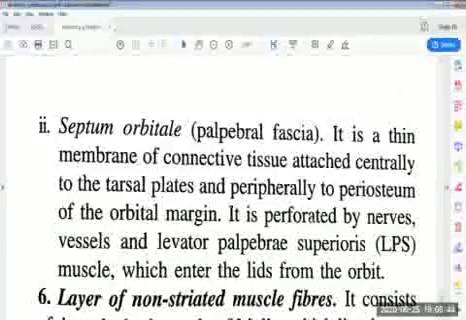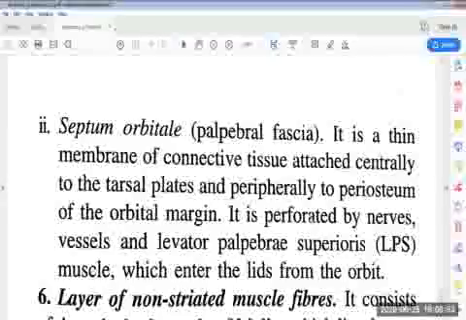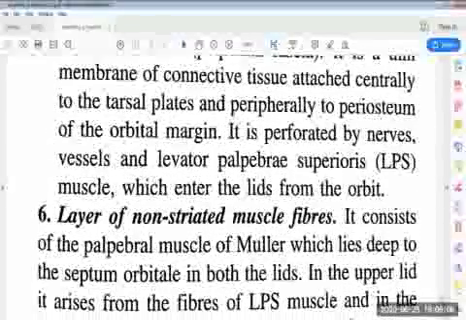It is a thin membrane of connective tissue attached centrally to the tarsal plates and peripherally to the periosteum of the orbital margin. It is perforated by nerves, vessels, and a muscle called the levator palpebrae superioris, which enter the lids from the orbit. Then comes the sixth layer.